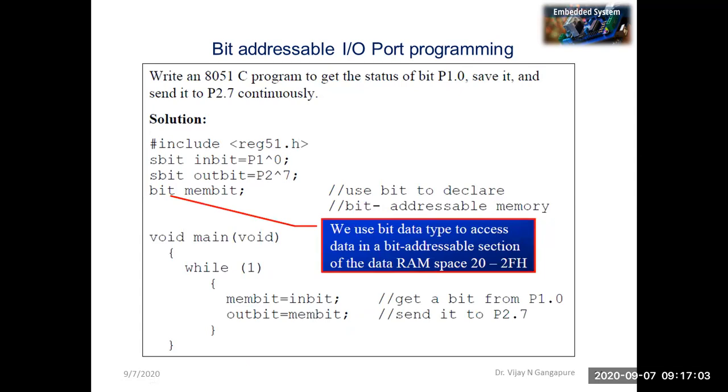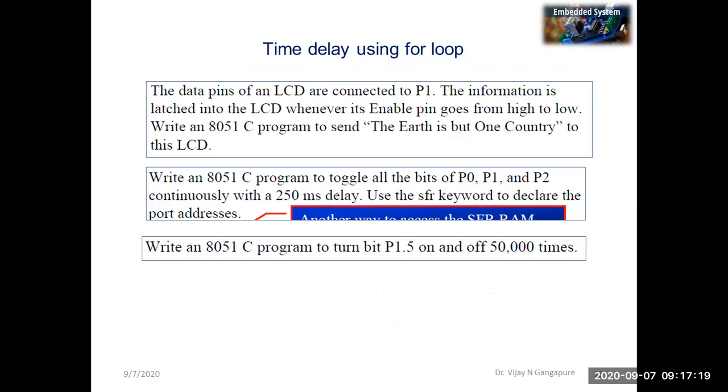So one more program is there: write an 8051C program to get the status of bit P1.0, save it and send it to port 2 pin number 7 continuously. That is the same. Okay, so a few programs for your exercise are given here. Three programs are there. This is an assignment for you. You can write programs for these three statements given.